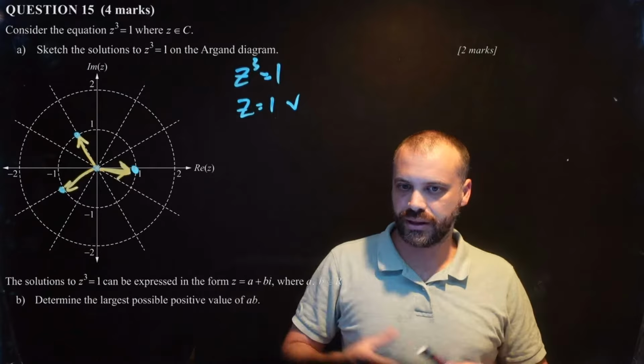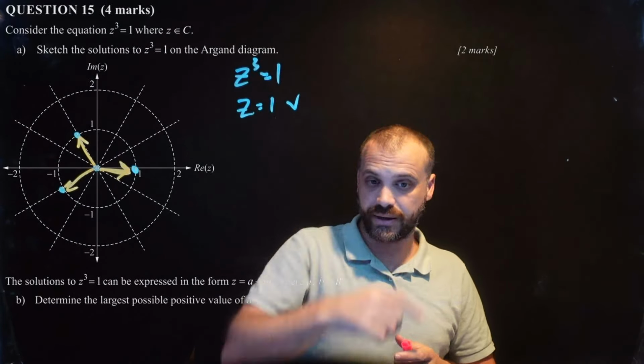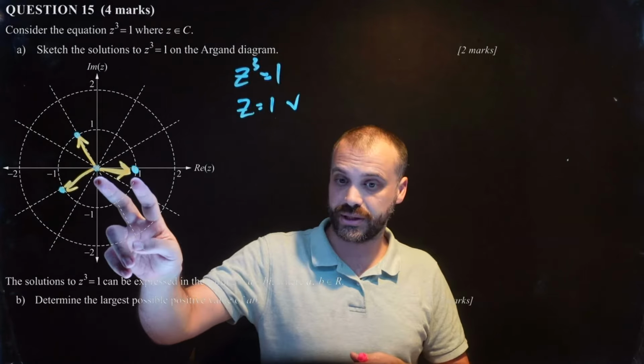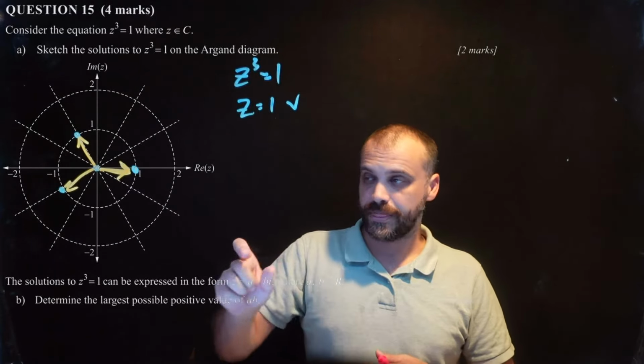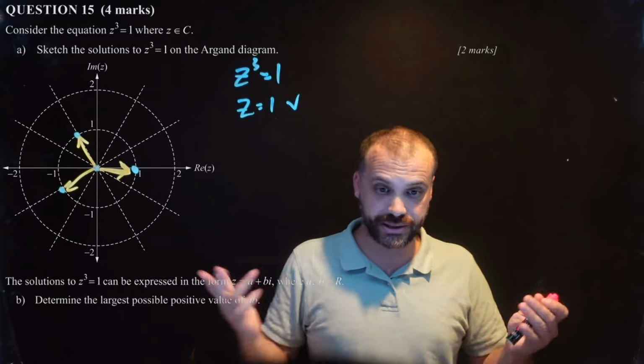You might be looking at this thinking you're not doing enough working, like where's all the working? It's 2 marks. You get 1 mark for knowing that the length of these is 1, and you get 1 mark for equally spacing them around the circle. So 2 marks, I'm done.